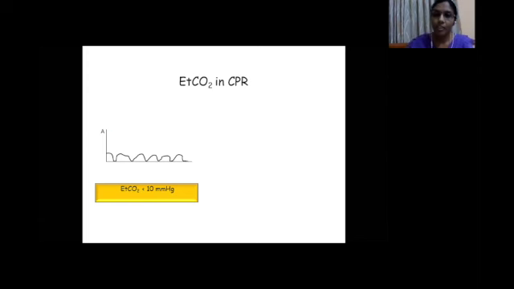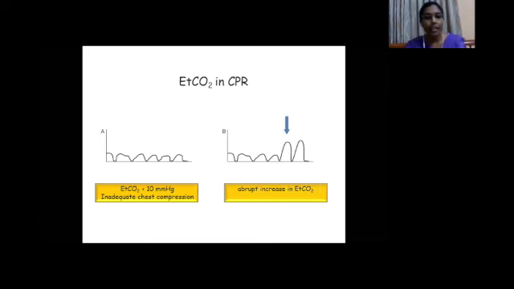Then a few words on the EtCO2 trace during cardiopulmonary resuscitation. If you see such a trace during cardiopulmonary resuscitation, the EtCO2 is less than 10. It means that the chest compression is inadequate. There's probably rescuer fatigue. It is time to change over. Ideally, EtCO2 should be above 15. That indicates that coronary perfusion is also adequate. During CPR, if we see an abrupt increase in EtCO2, something like this, it means we have attained our endpoint, ROSC is attained, and we are happy.